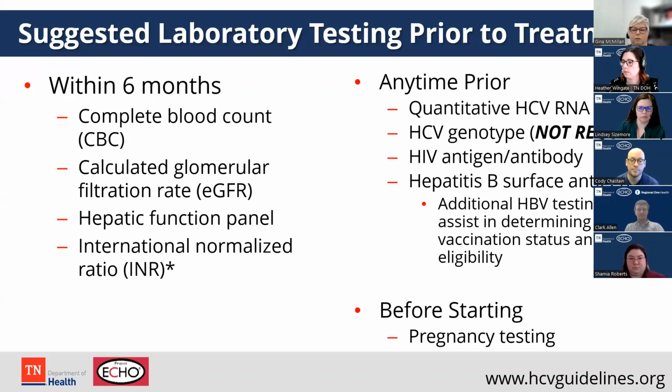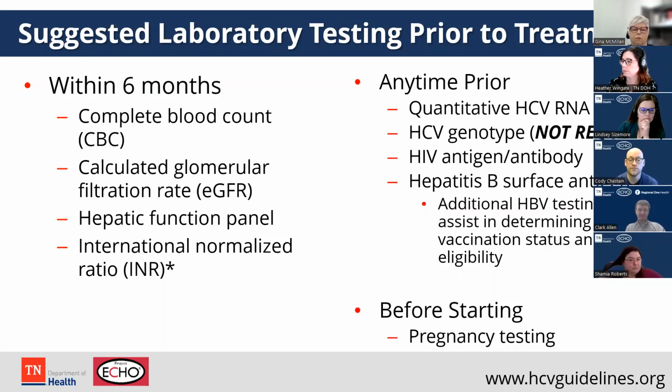A quantitative hepatitis C RNA should be obtained to confirm active infection. I'll note that a hepatitis C virus genotype is not required, but it can be a tool that might help you identify a specific regimen. And for some patients, if they have a specific payer, it might be required as part of prior authorizations or other aspects. But I want to highlight that it is not a requirement as far as treatment, because we do have pan-genotypic regimens that can be used.